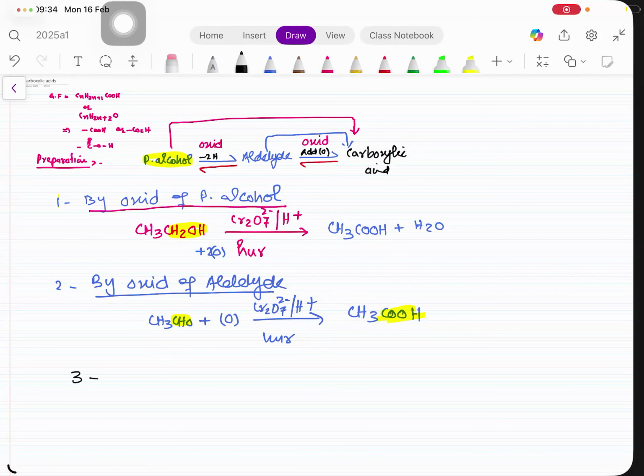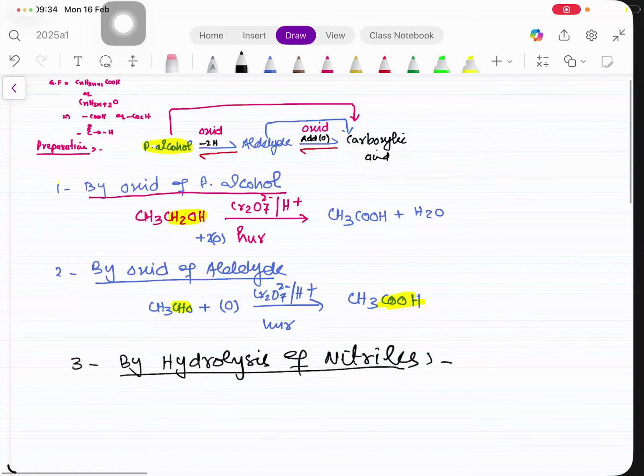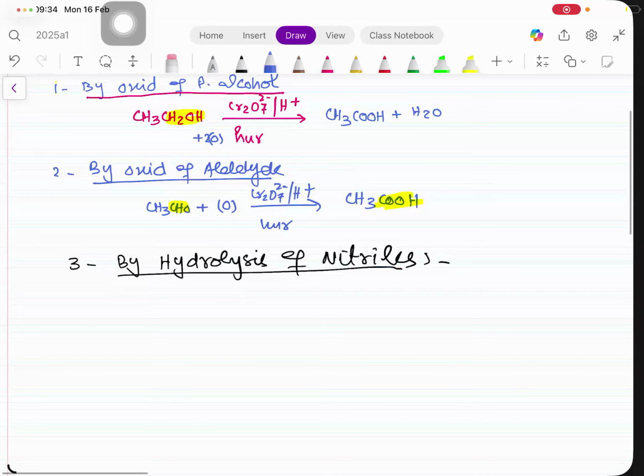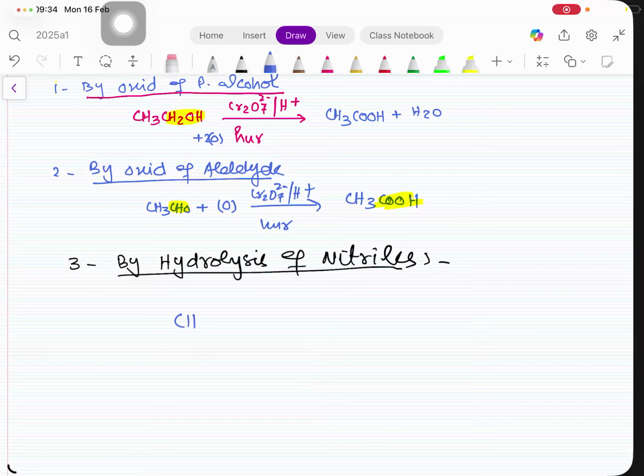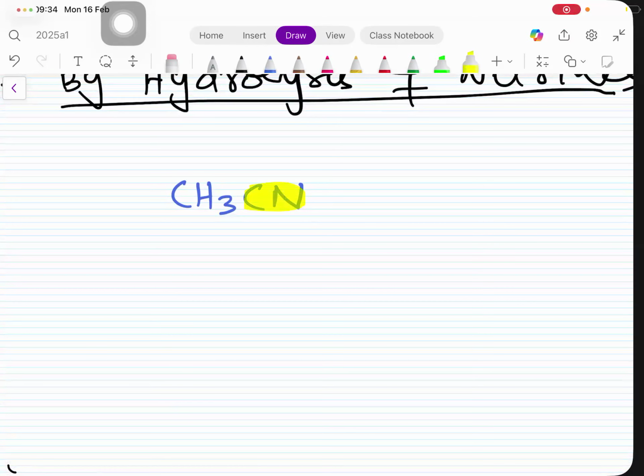Number 3. This reaction is new, by hydrolysis of nitriles. Now please pay attention. Nitriles, you know, we have this. Please pay attention. Those who has functional group what? CN. If you remember, please pay attention. There are two carbon in this. So this is called ethane nitrile.